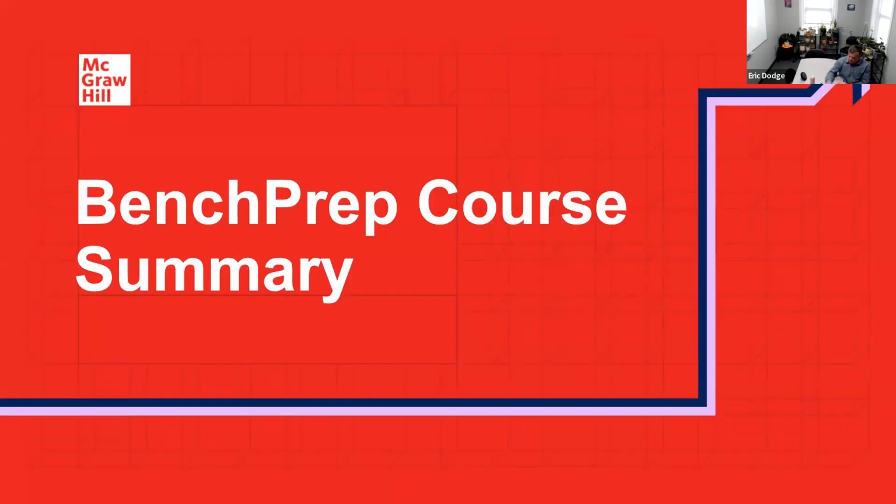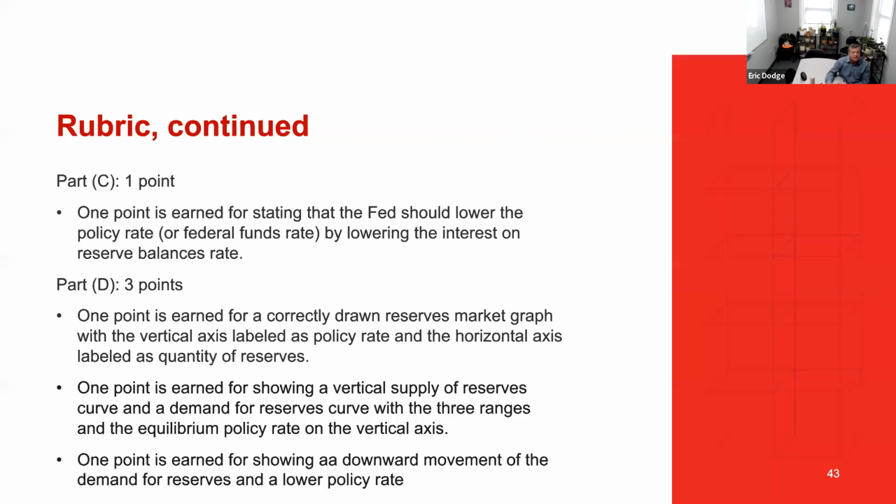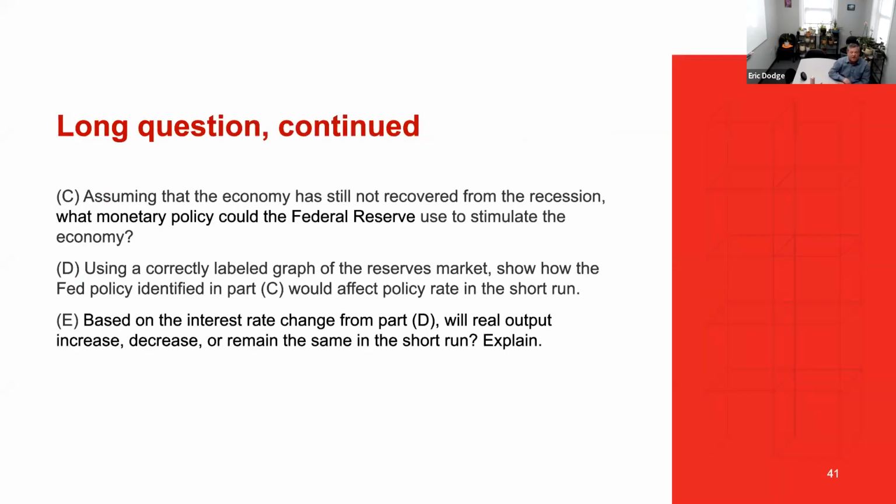All right. Sorry, I think I skipped a part. Yeah, I forgot part E. Part E, the rubric would state that real output would increase, and the explanation needs to tie back to the lower interest rates. A perfectly solid and brief explanation would be as simple as the lower interest rates boost investment spending, which shifts aggregate demand to the right. Real output increases.